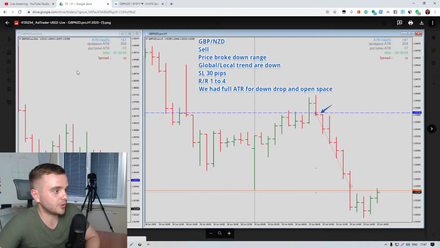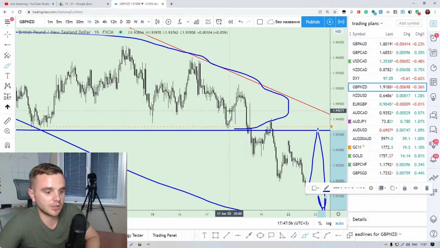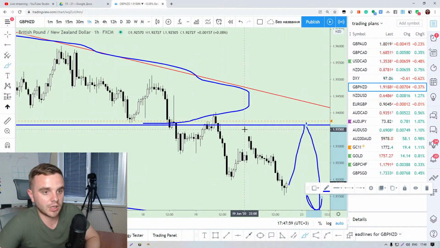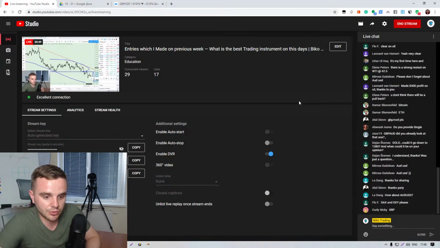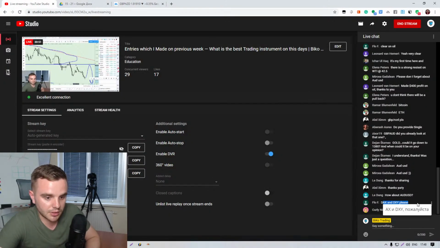Example for you, my trade on British Pound New Zealand, as you can see here, it was in the previous week. Price pulled back to key level, false breakout, I opened sell to continue the down drop. At this moment, only after some pullback can you try to open entry, but that's all. My friends, what other instruments do you have? DAX, dollar index. Okay.